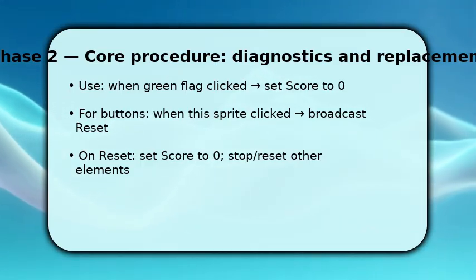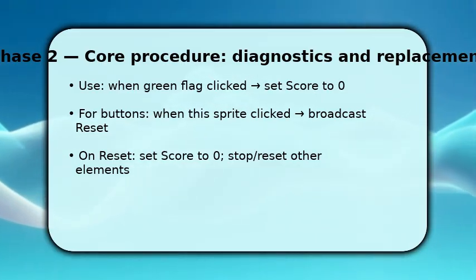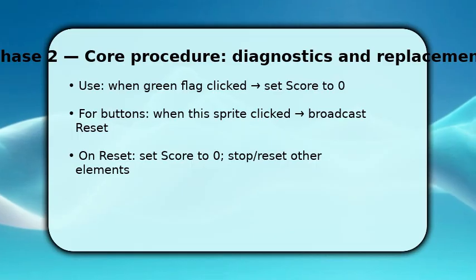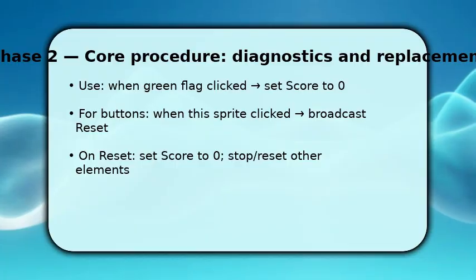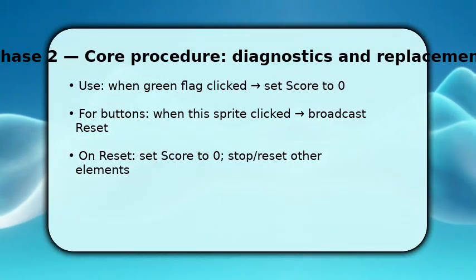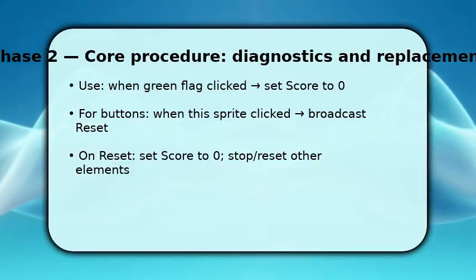Once done, every sprite listens for that reset broadcast and sets score to 0 in its own script to ensure consistency. Also reset timers, positions, lives, and costumes as needed so state is clean. Make sure scripts run in a predictable order by adding short waits only when necessary to avoid race conditions.